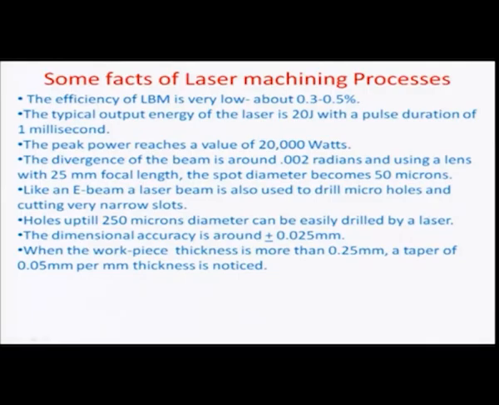So, the very important fact which needs to be mentioned here is that the efficiency of the LBM is very, very low, in the range of about 0.3 to 0.5%, meaning thereby that most of the energy which is coming out of the lasing process is actually either reflected or it does not do anything useful. Another important aspect of such lasers is that the typical output energy of a laser like this is about 20 joules, with a pulse duration of almost 1 millisecond.